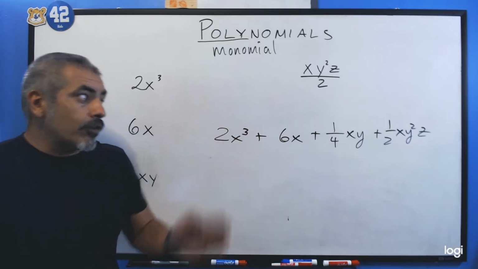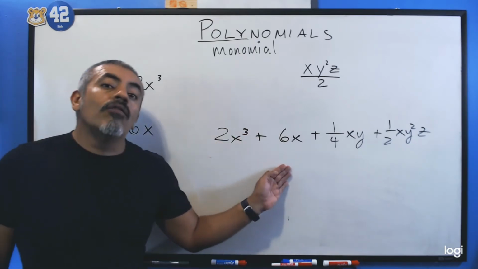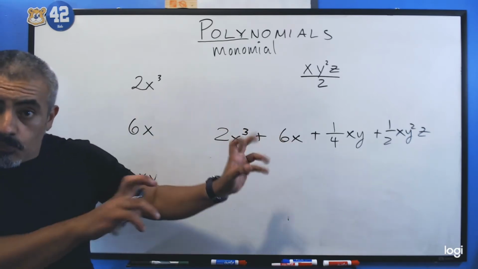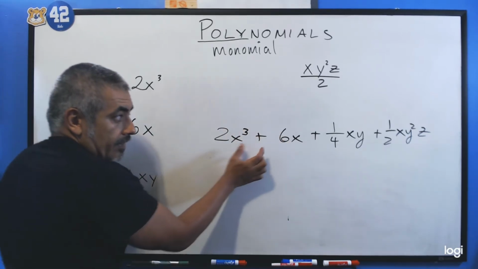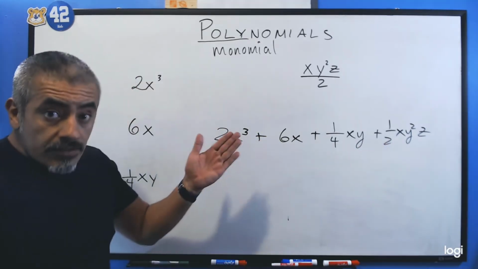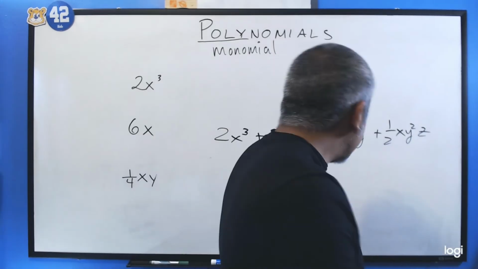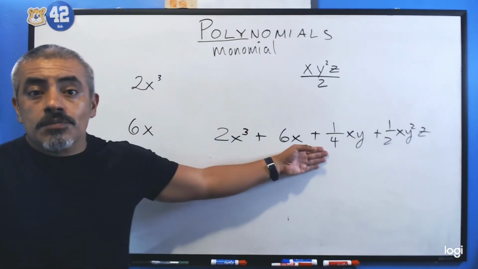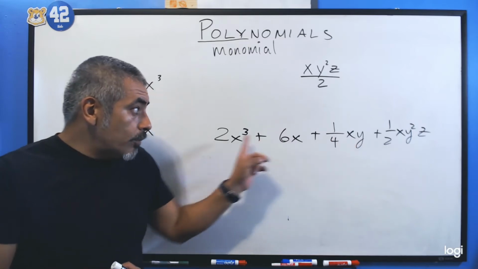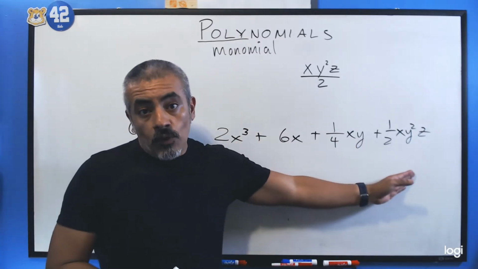I may not have written it in standard form, and we're going to go over what that means in a minute, but this is still a valid polynomial. It has the sum of different monomials. So that's the first thing that you want to identify. You want to identify whether the terms in the expression you're given are monomials first. If the terms are monomials, then their sum is going to be a polynomial.